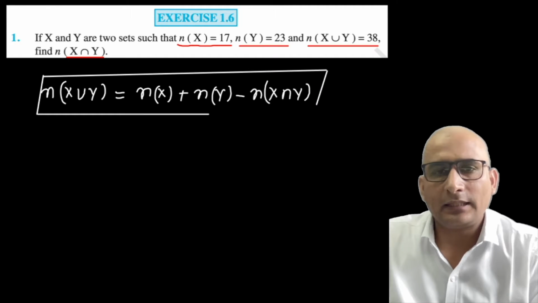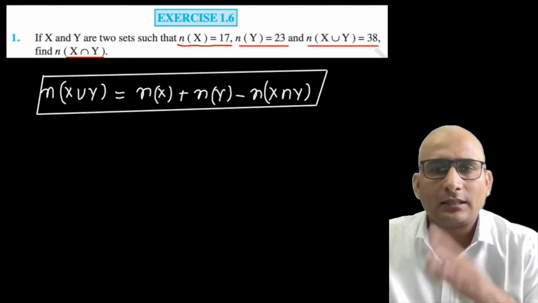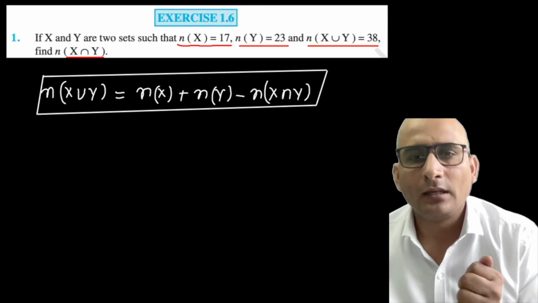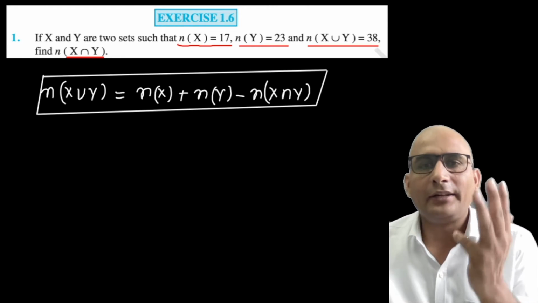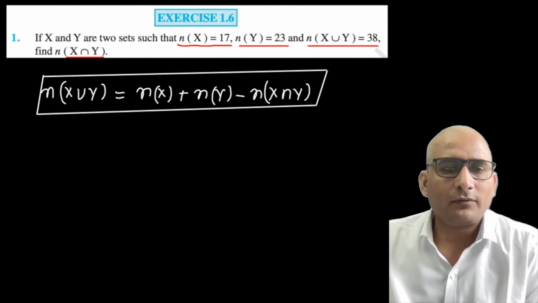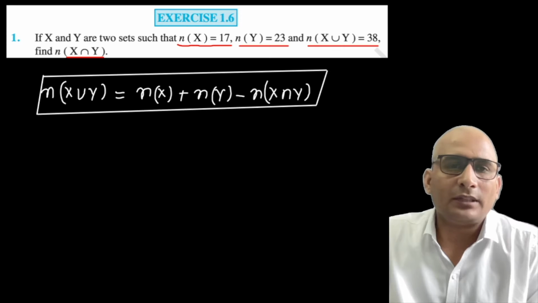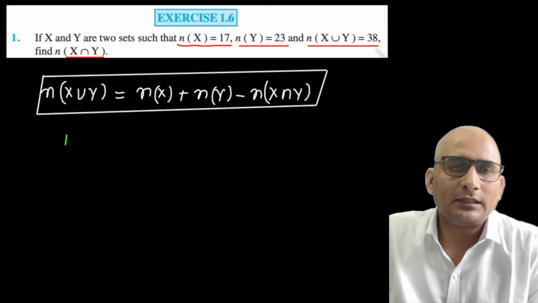So we have discussed the three identities when we were discussing the concept of this exercise. We have discussed the three formulas in detail, right? So this is the second formula from there. Now let us put the values given here. What is given here? This is given as 38.